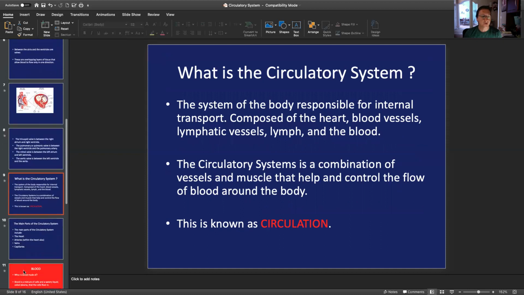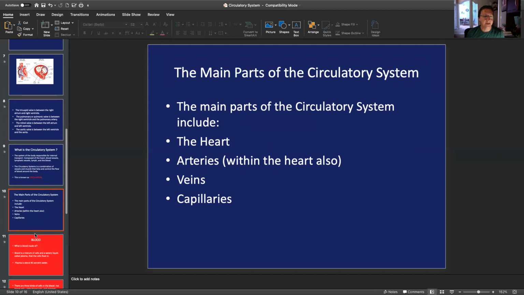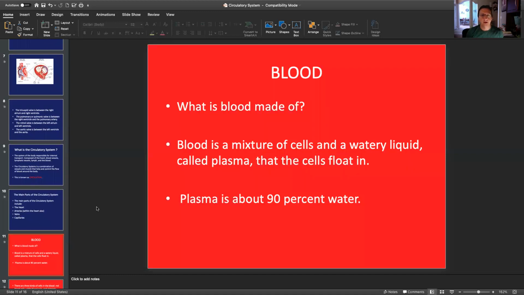Known as circulation, hence the circulatory system. Okay. And the main parts of the circulatory system, of course, being the heart, arteries, veins, and capillaries. So let's talk a little bit about blood for a moment. What is blood made of? It's a mixture of cells and a watery liquid we call plasma.